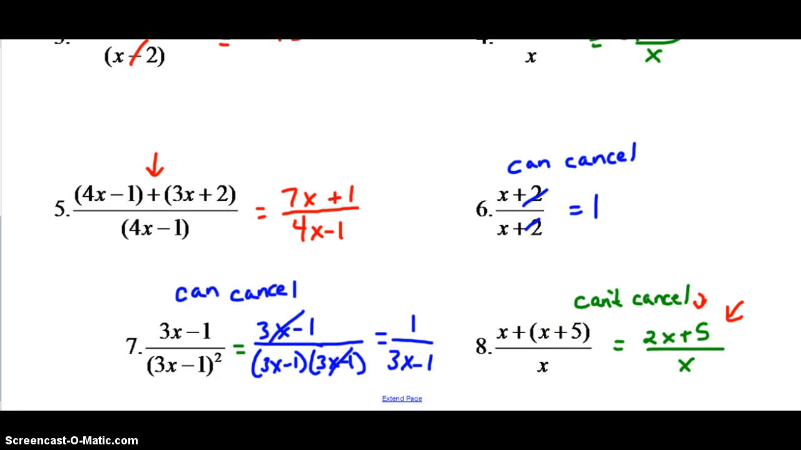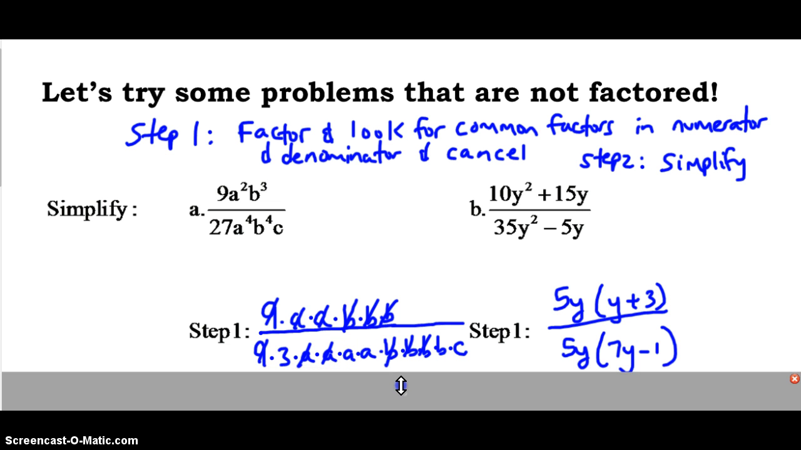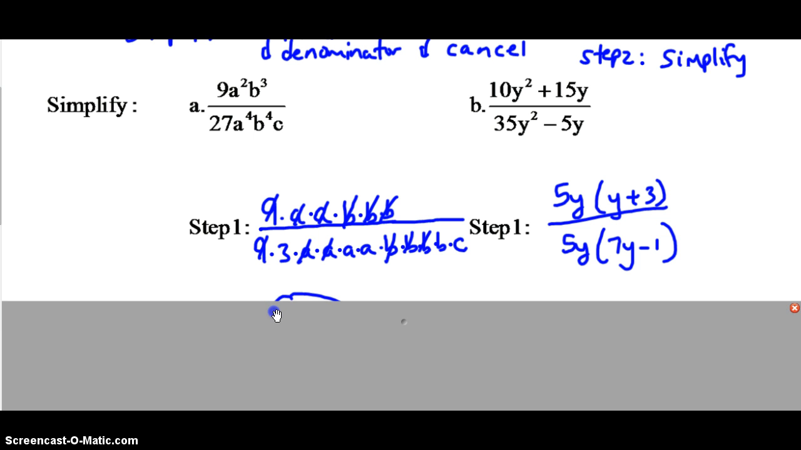Okay, let's try some more problems. So first, with our problems with simplifying, when they aren't already factors, our step 1 will be to factor and look for common factors in the numerator and the denominator, and then cancel them. And then step 2 will be simplify. So in problem A and problem B, our first step is to factor and then look for common factors.